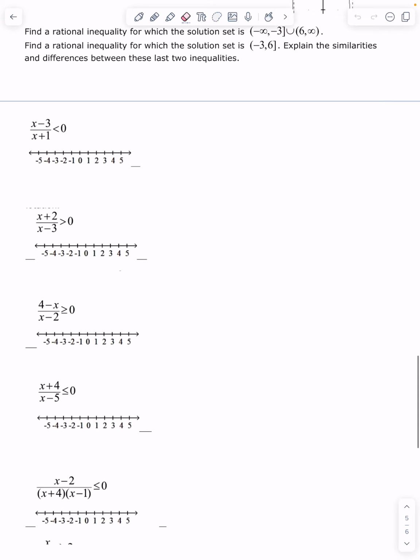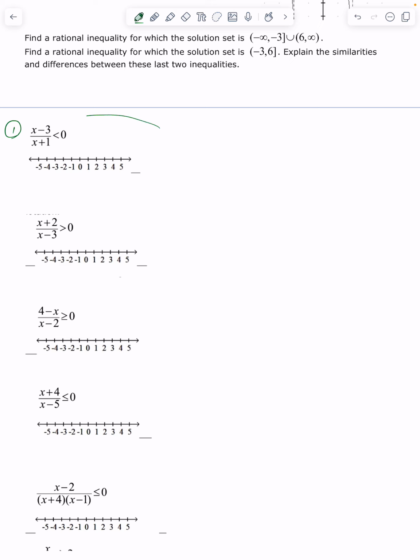First one, (x − 3)/(x + 1) < 0. So this is already set equal to 0. We don't have to worry about that. My critical value from the numerator, I got a 0 at x − 3 = 0, so x = 3. That's my first critical value, or critical point.